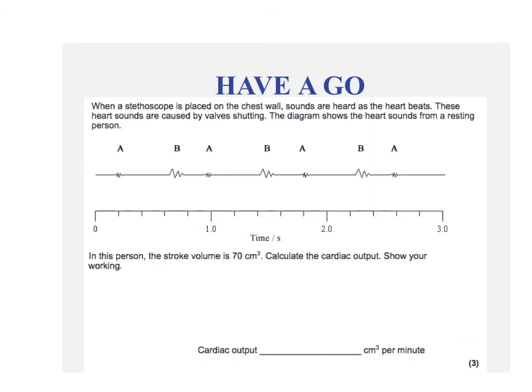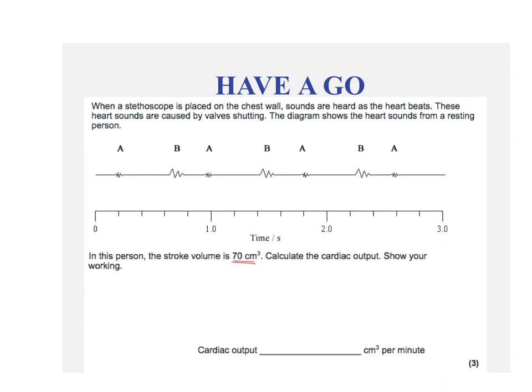Now here's another one. When a stethoscope is placed on the chest wall, sounds are heard as the heart beats. These heart sounds are caused by the valves shutting. The diagram shows the heart sounds from resting. In this person, the stroke volume is 70 centimetres cubed. Calculate the cardiac output and show your workings.